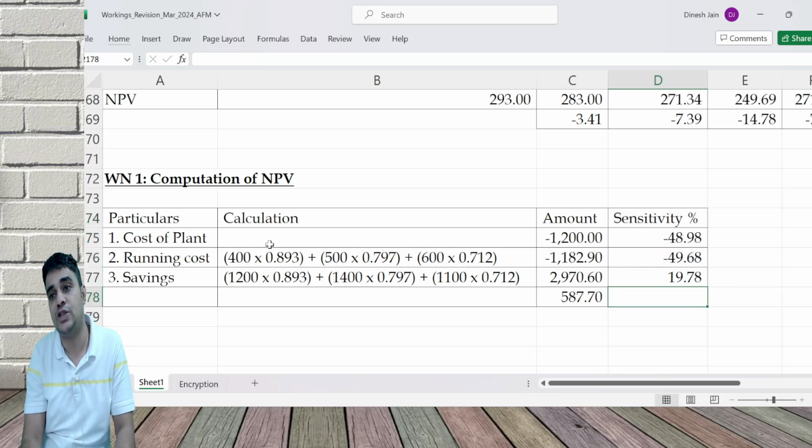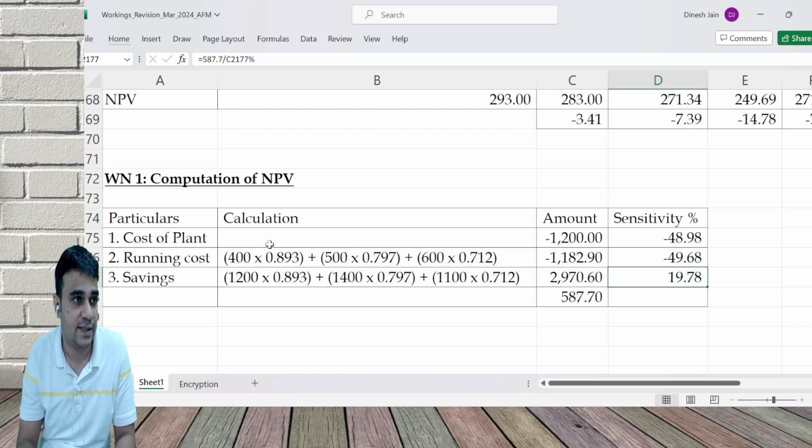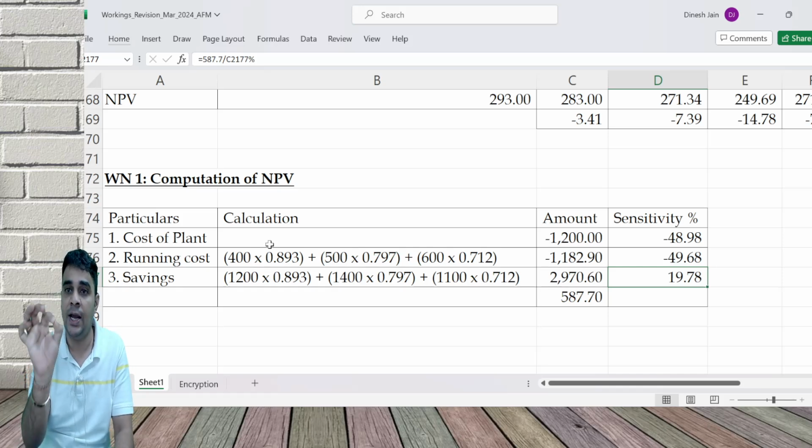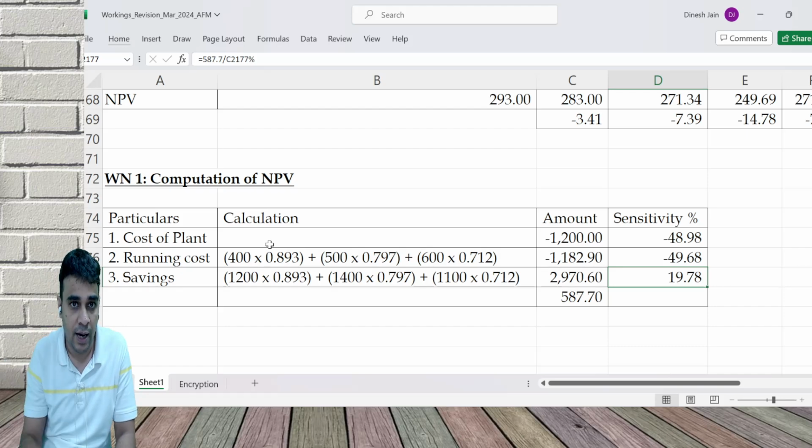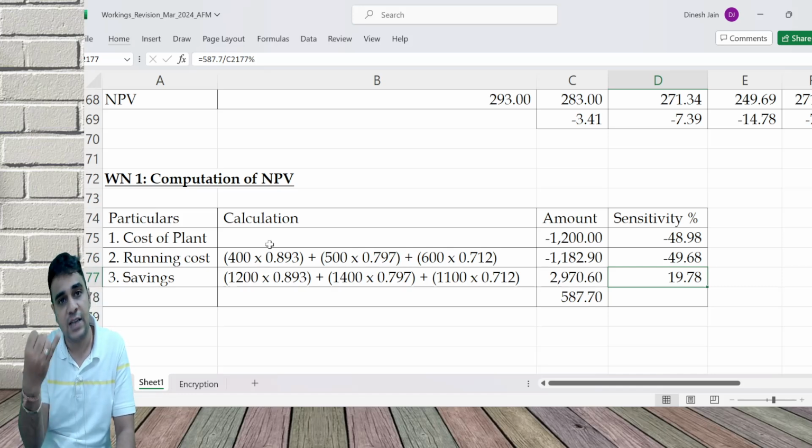Which has the lowest cushion? Savings. So this is the most sensitive factor. The formula for sensitivity is change by base into 100. The change is 587.7, I have no problem. Then only it will become 0. But for project cost I have the base, while for the others I would need the base.